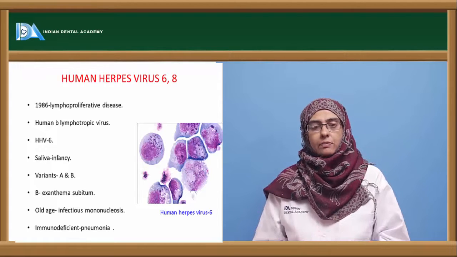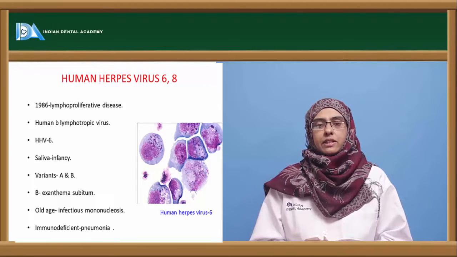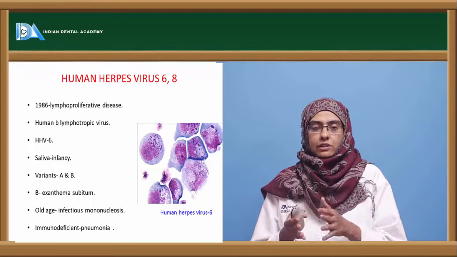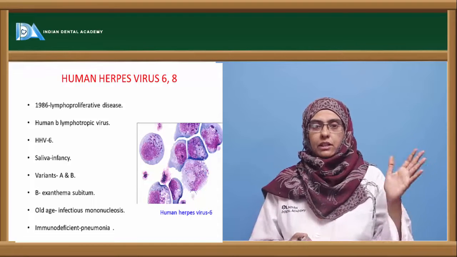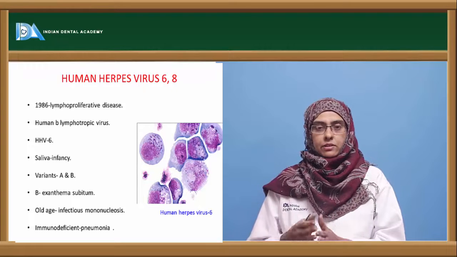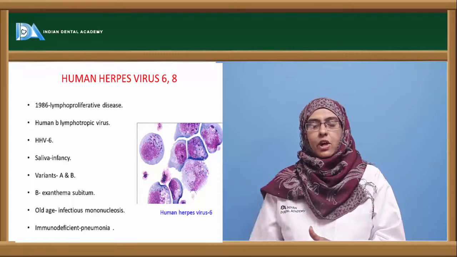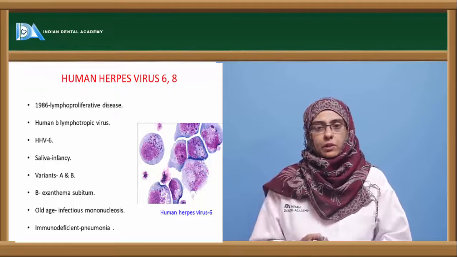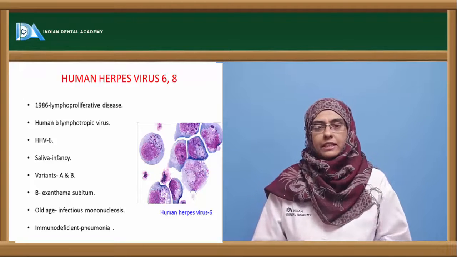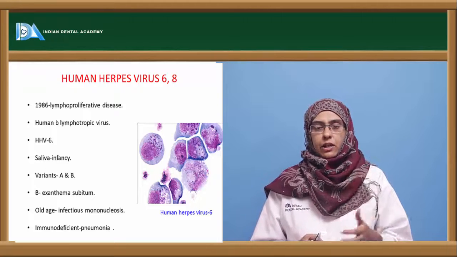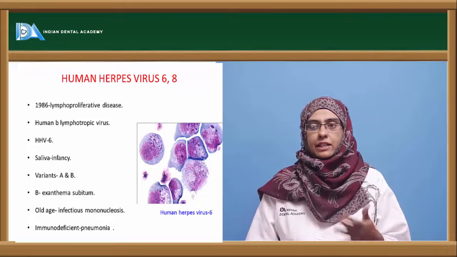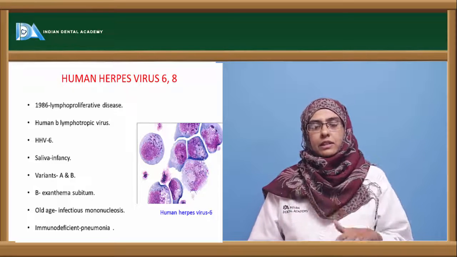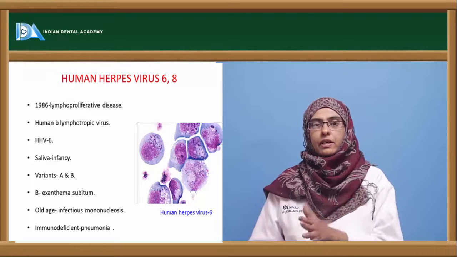Now coming to the last part of the human herpes viruses, that is the 6, 7, 8 viruses. Till now we have seen the human herpes 5 viruses. So the last 3 viruses of this particular organism also have the ability to cause human infection. So in 1986, a new type of herpes virus was identified in lymphoproliferative disease, and this is called the lymphotropic B virus.